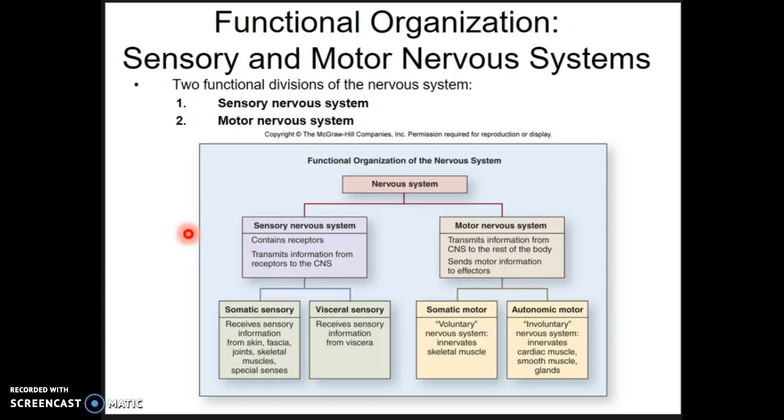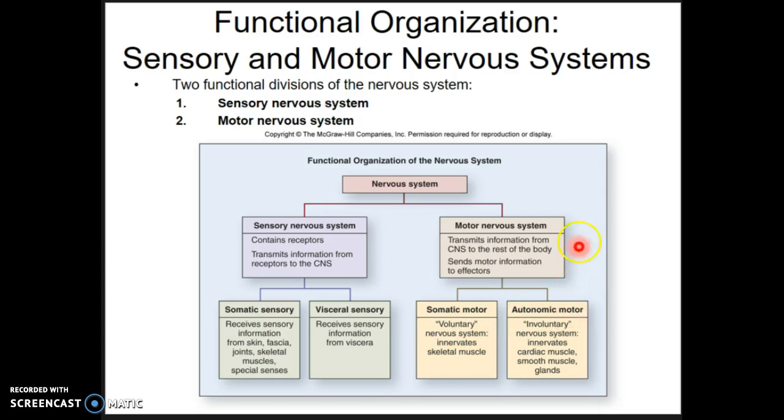Any questions so far? This is going to be on your worksheet today. It's literally this one. I'm emphasizing this because, jazz hands, you've got to know these divisions. Motor nervous system, you have somatic and autonomic, and it's going to cover a similar range as we did in our sensory system. Somatic motor generally is going to be voluntary, things you can do consciously, innervating the skeletal muscle, allowing you to move and dance and take notes or whatever it is.